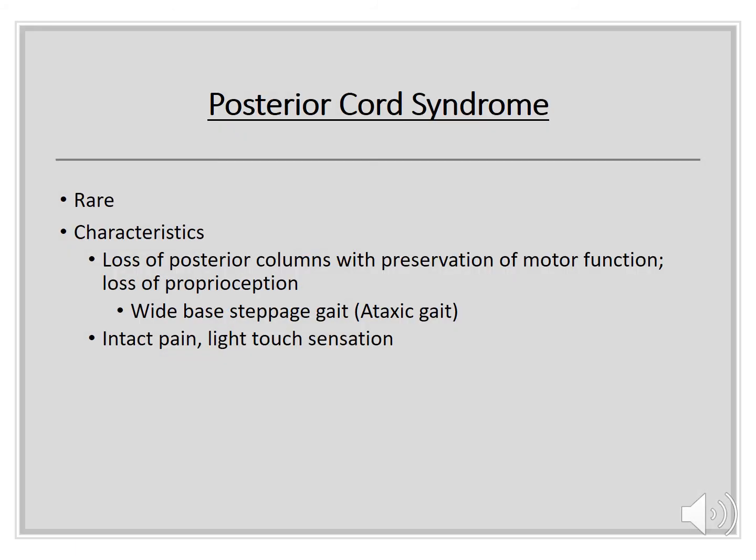Then we have posterior cord syndrome, which is really rare. The characteristics are going to be, if you recall from the anterior cord syndrome, what was preserved is now not being preserved. So there's going to be a loss of the posterior columns with preservation of motor function, but now what is going to be lost is going to be proprioception, vibration sense, sometimes deep touch.